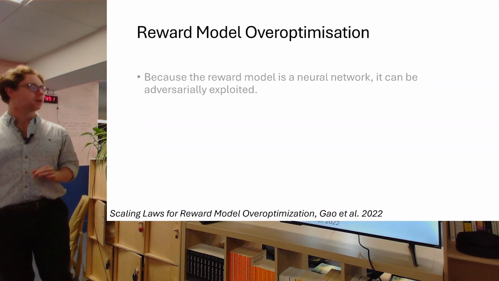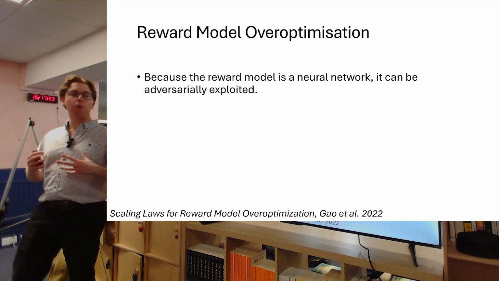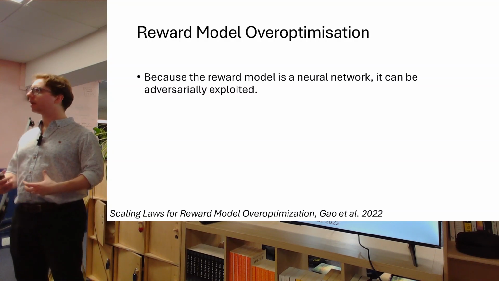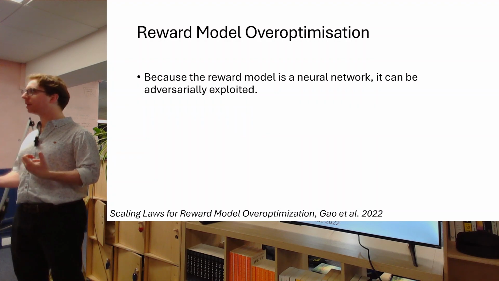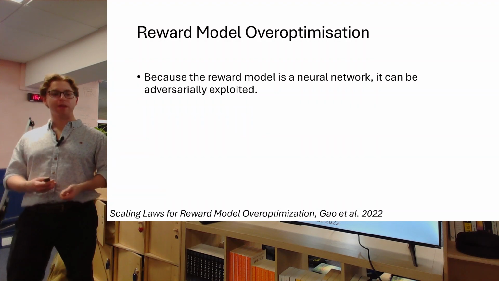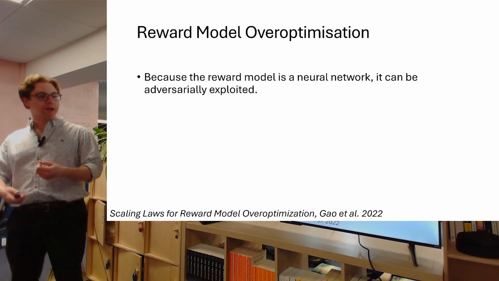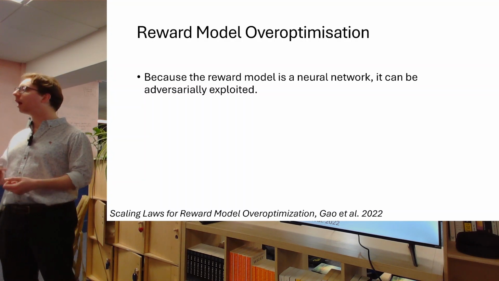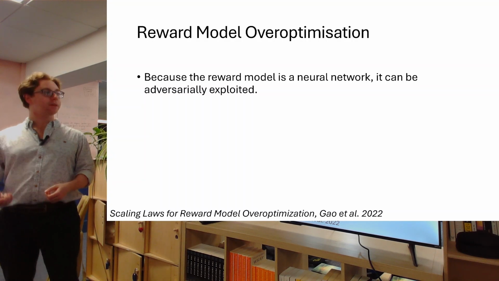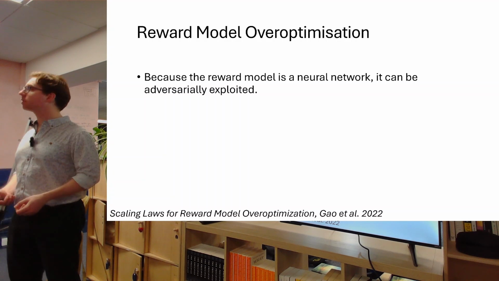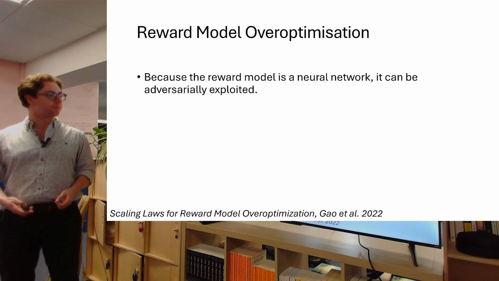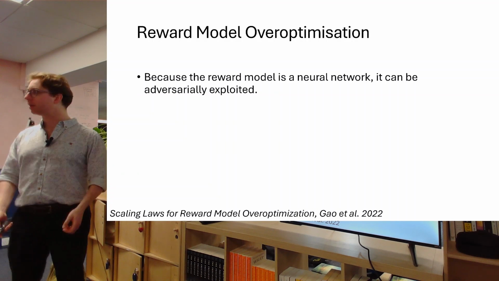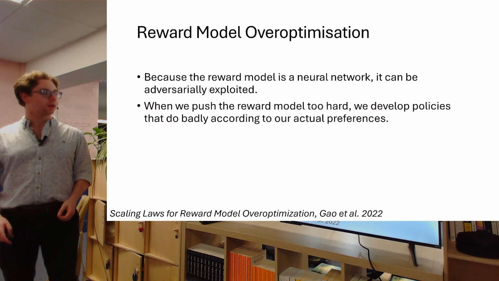Cool. So because the reward model is a neural network, it can often be adversarially exploited. So it's possible to find examples where the reward model will output a really high reward for behaviors that you don't actually want the system to display.